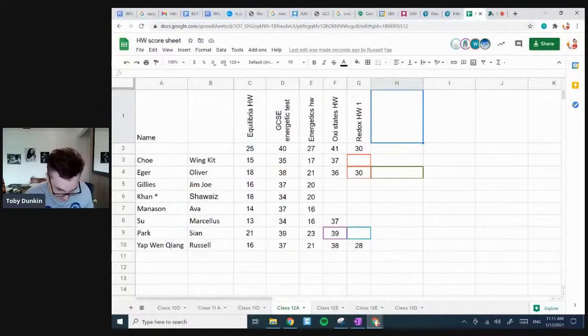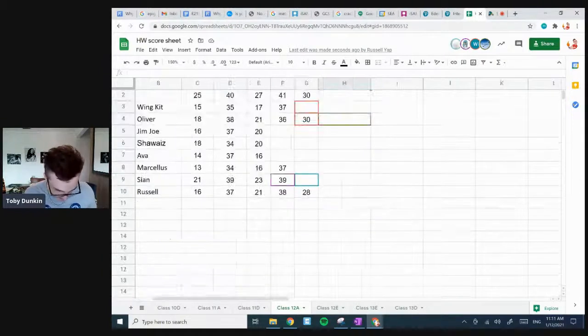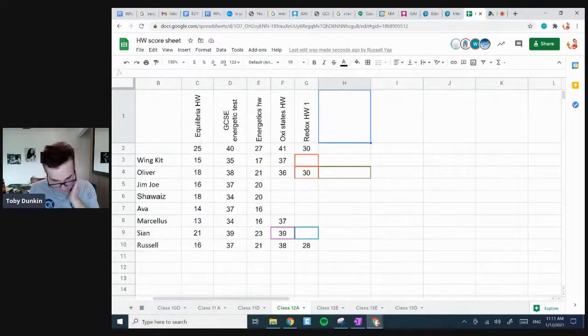So let's see how the scores are getting on. Oliver, 30 out of 30, well done. Russell, 28 out of 30, outstanding, well done. Doing well here, guys. Be nice to see lots of scores going in. You can also add your oxidation state homework in as well.